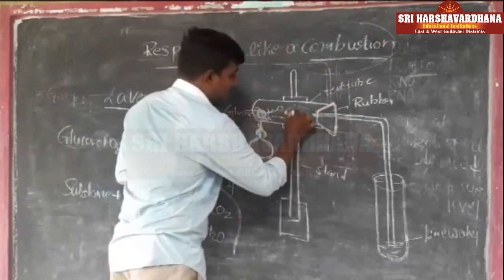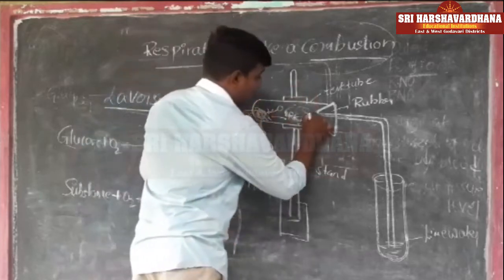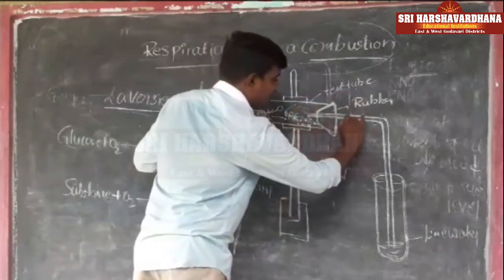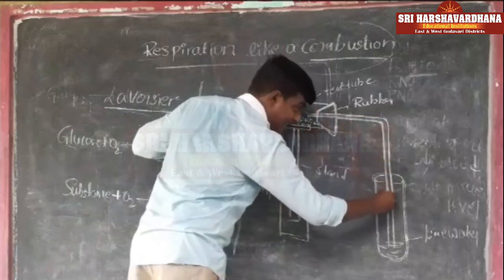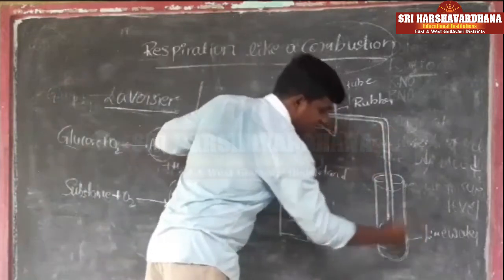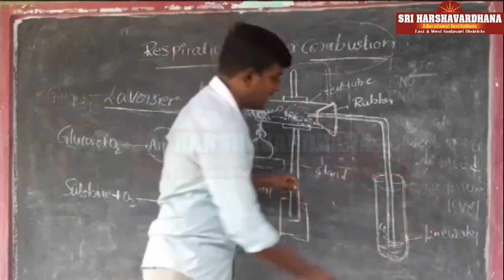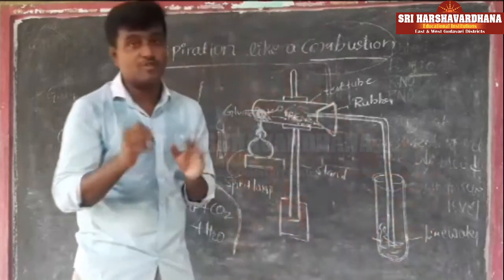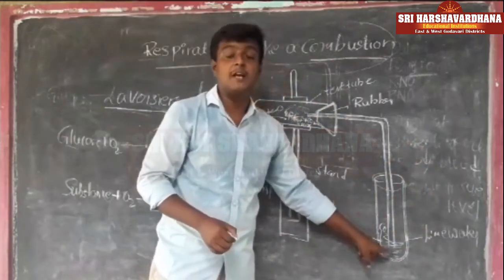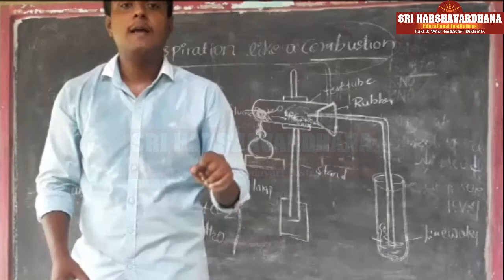So whatever CO2 was released when the glucose was burned passes through this glass rod, then through this tube, and enters the other test tube. That test tube contains lime water, so the lime water reacts with the carbon dioxide. You absolutely know what will happen there. When the CO2 reacts with the lime water, the lime water turns milky white.